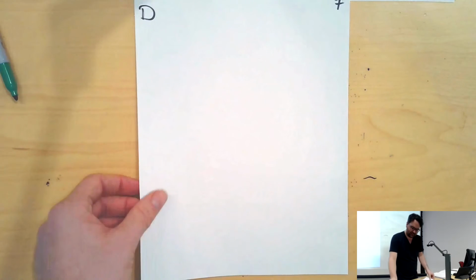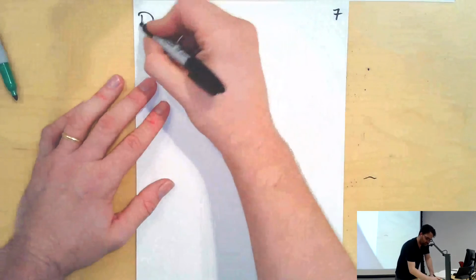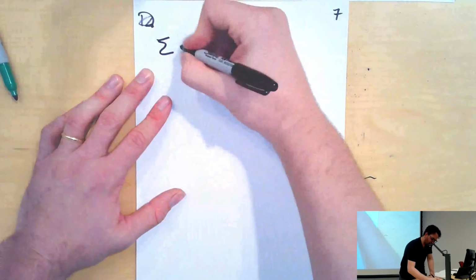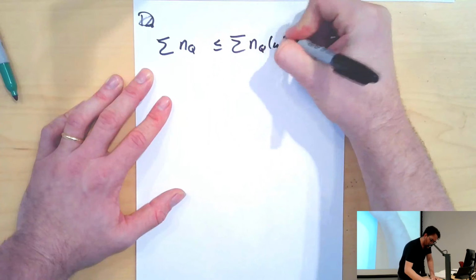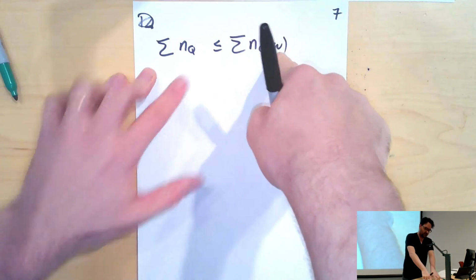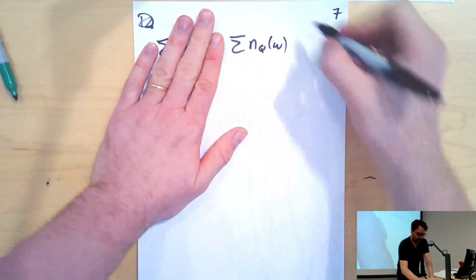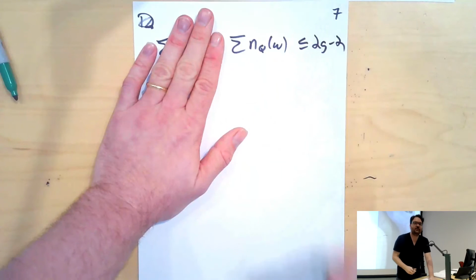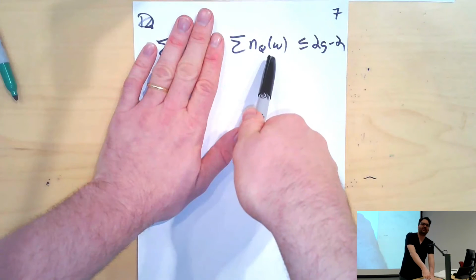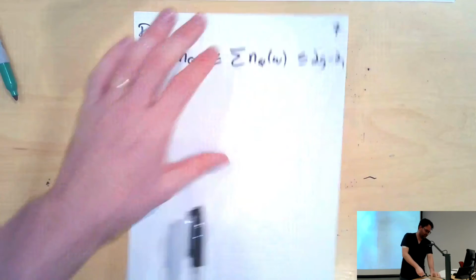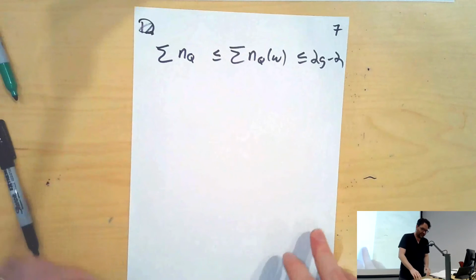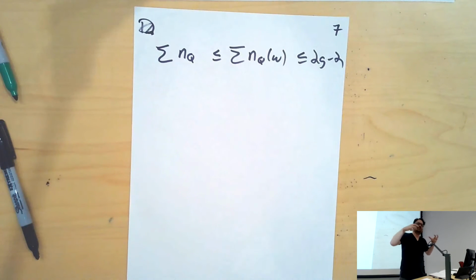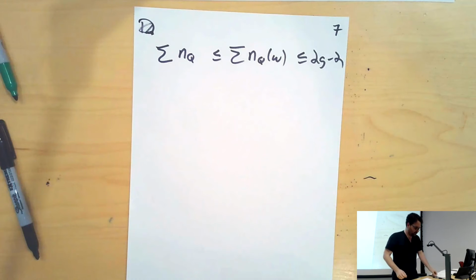Well, how about this? This sum of N_Q is still at most the sum of N_Q of omega for some fixed omega, because these are minimums. And then this part's bounded by 2g minus 2, because it's a fixed omega. So I hope that's clear. Or to put it another way, for each residue disk, you're hopefully getting something smaller than your bound before on each disk.